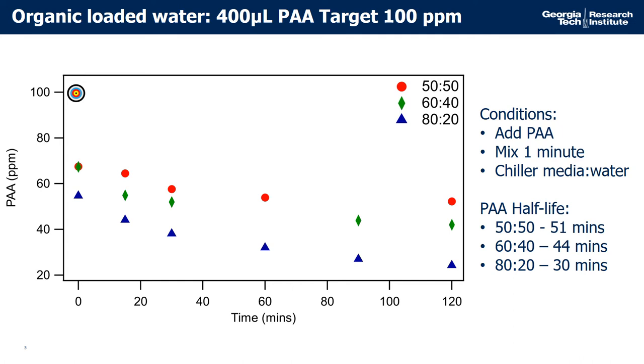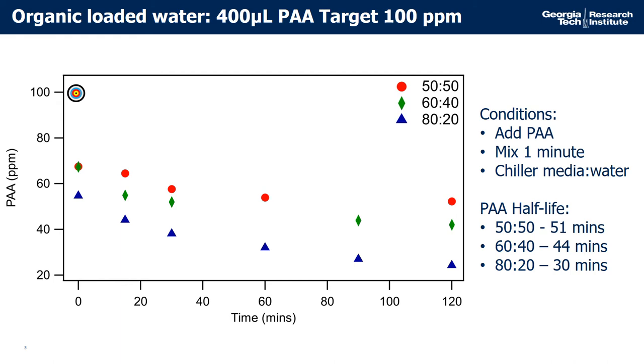For the 50-50 mix, you can see that the initial PAA was around 68 parts per million, which is way lower than the 100 parts per million that was expected. Within the first minute, 33% of the PAA was consumed. This huge initial drop drastically slows, and by 120 minutes, 52 parts per million of the PAA remains.